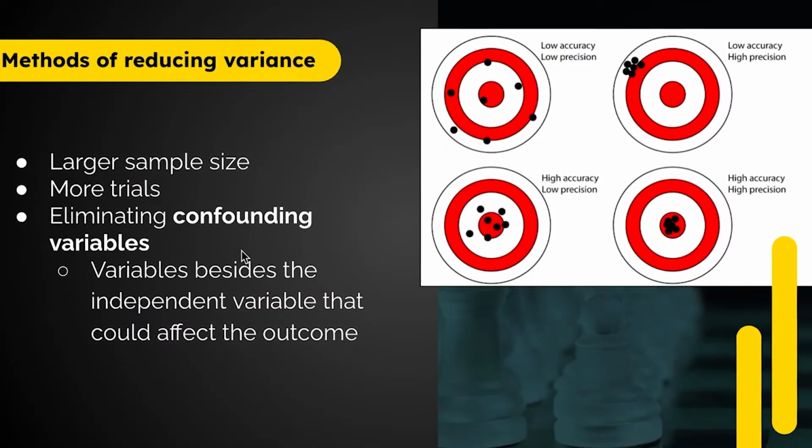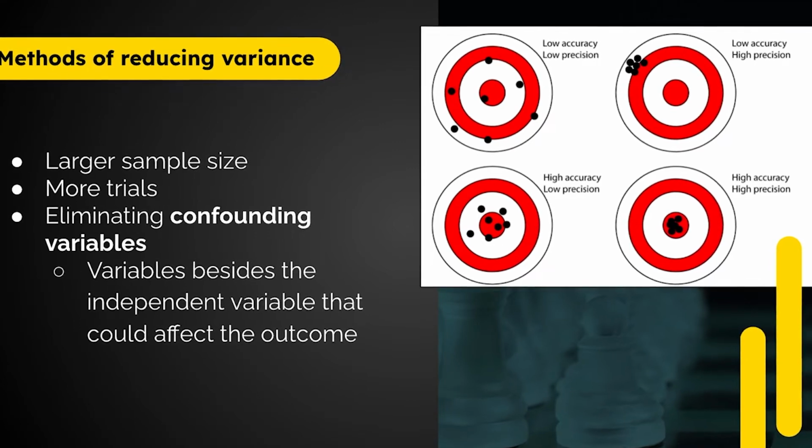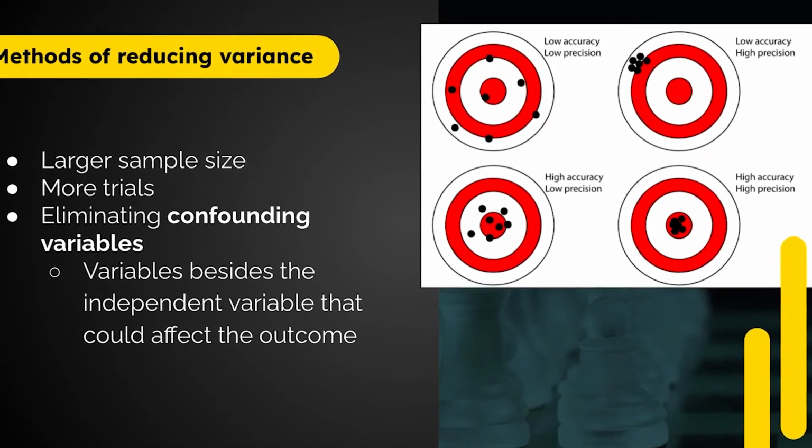We could perform the experiment several times and take the average. And that would also reduce the amount of variance because you're getting more data. You can average it out.